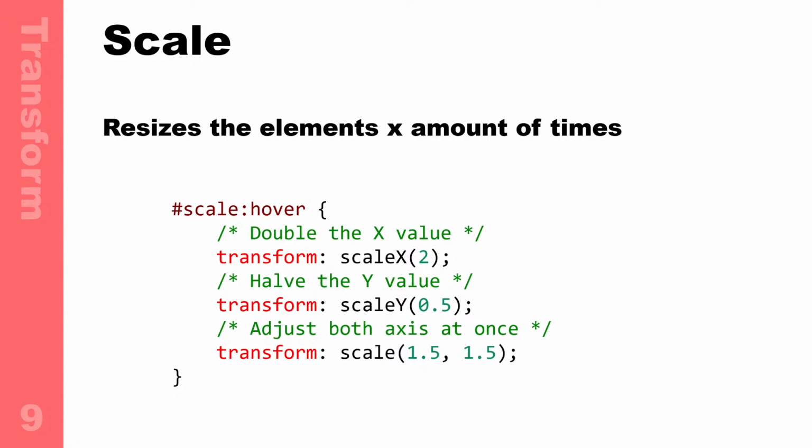So how can I scale? What is the thing I have to do to scale my element? As you can see, I just have a class, an ID here. So hashtag scale :hover, which means that the element with the ID scale, if I hover over that, then you will trigger this one.